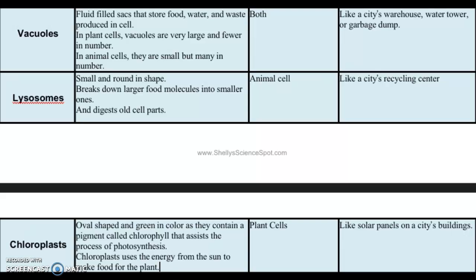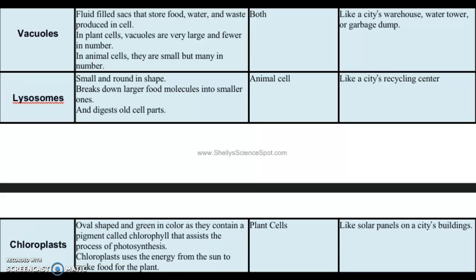So these are the three organelles that we learned about today. Vacuoles are present in both plant and animal cells, and their function is to store food, water, or waste. Lysosomes are found only in animal cells, which are small and round in shape, but they break down larger food molecules into smaller ones. They also digest old cell parts that don't function very well. And chloroplasts are found only in plant cells, and they use the energy from the sun to make more food for the plant. I hope this has been helpful for you to remember what different types of organelles are and how they function.